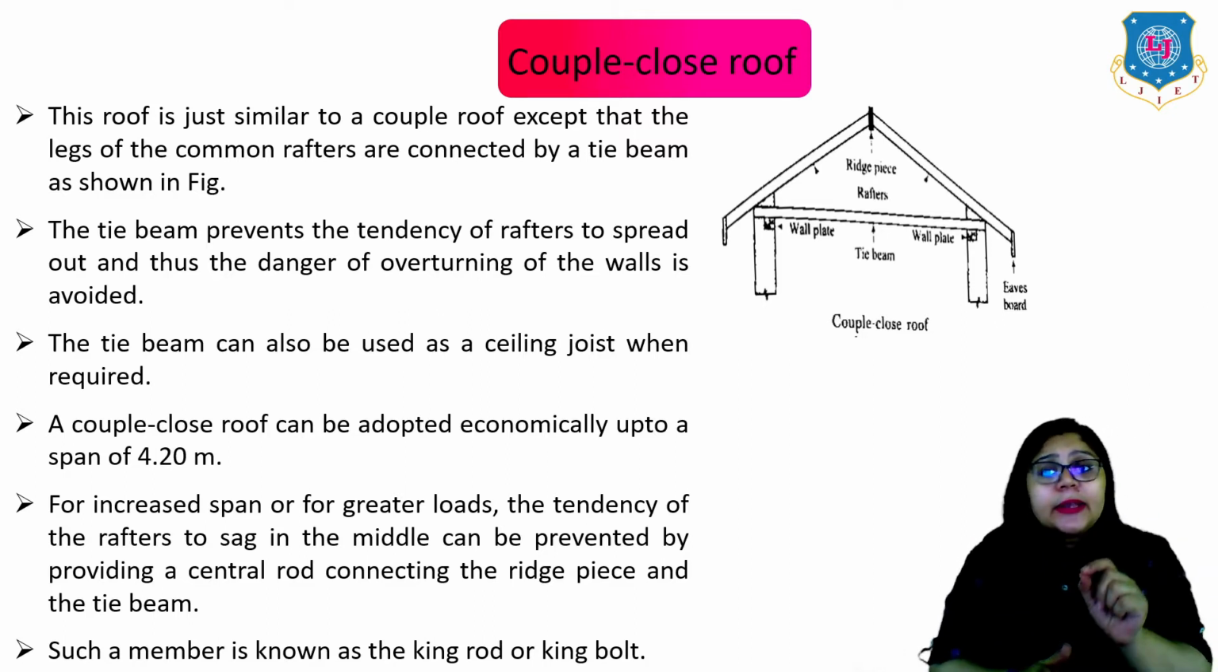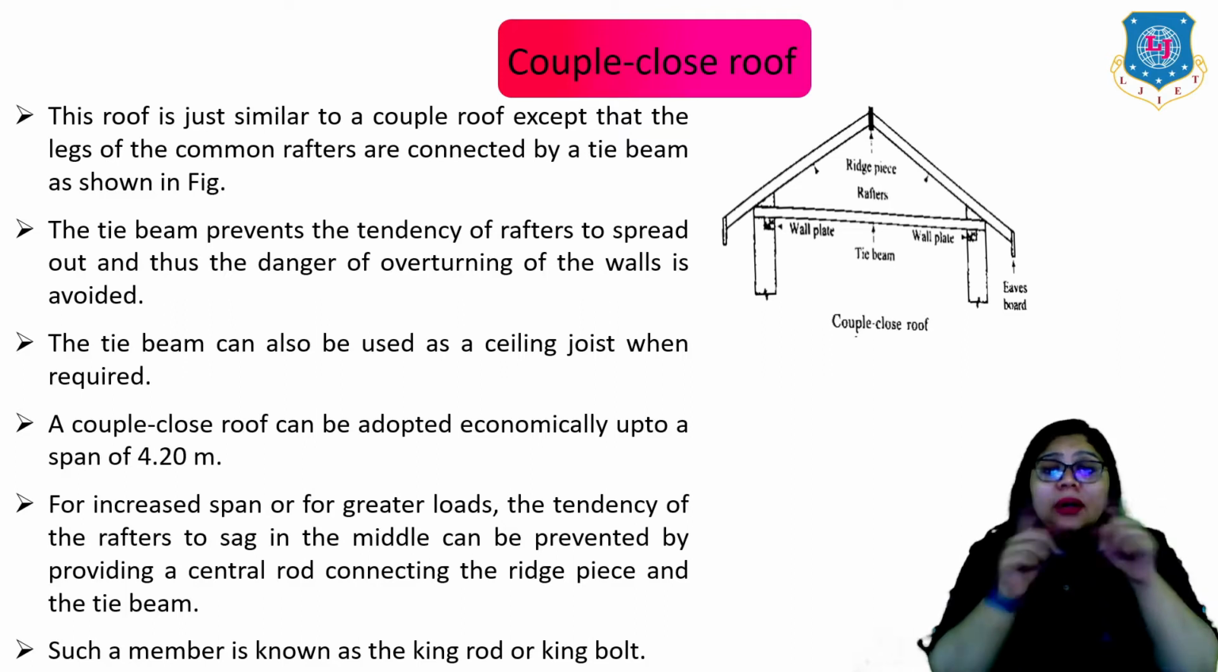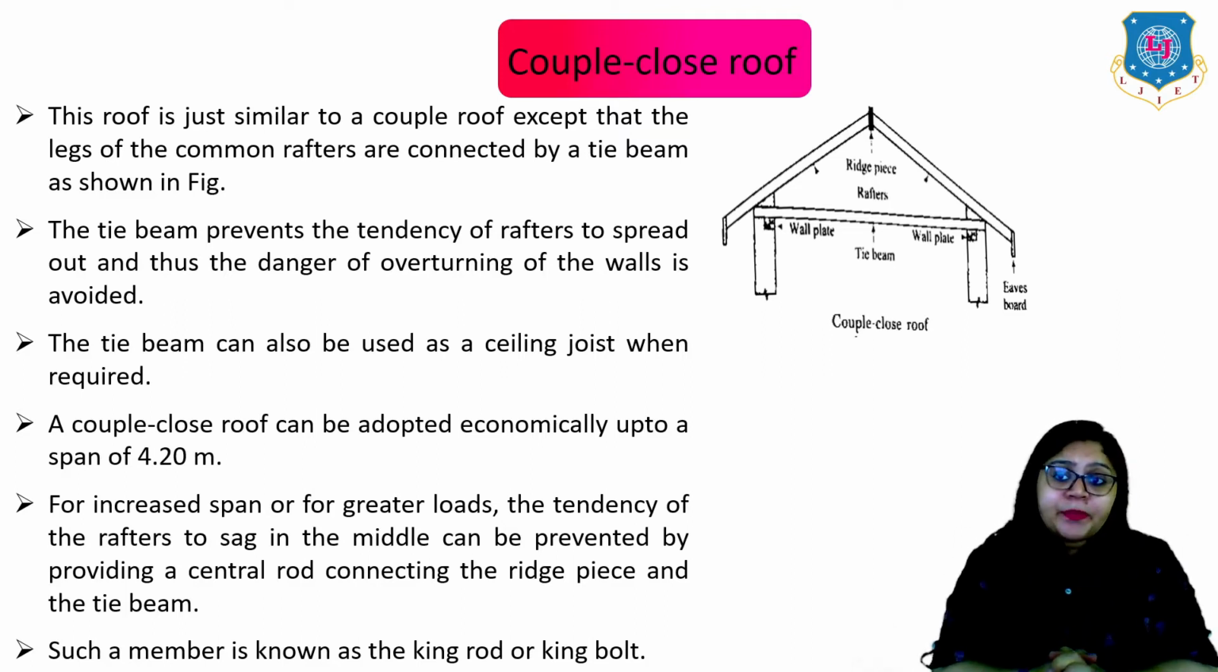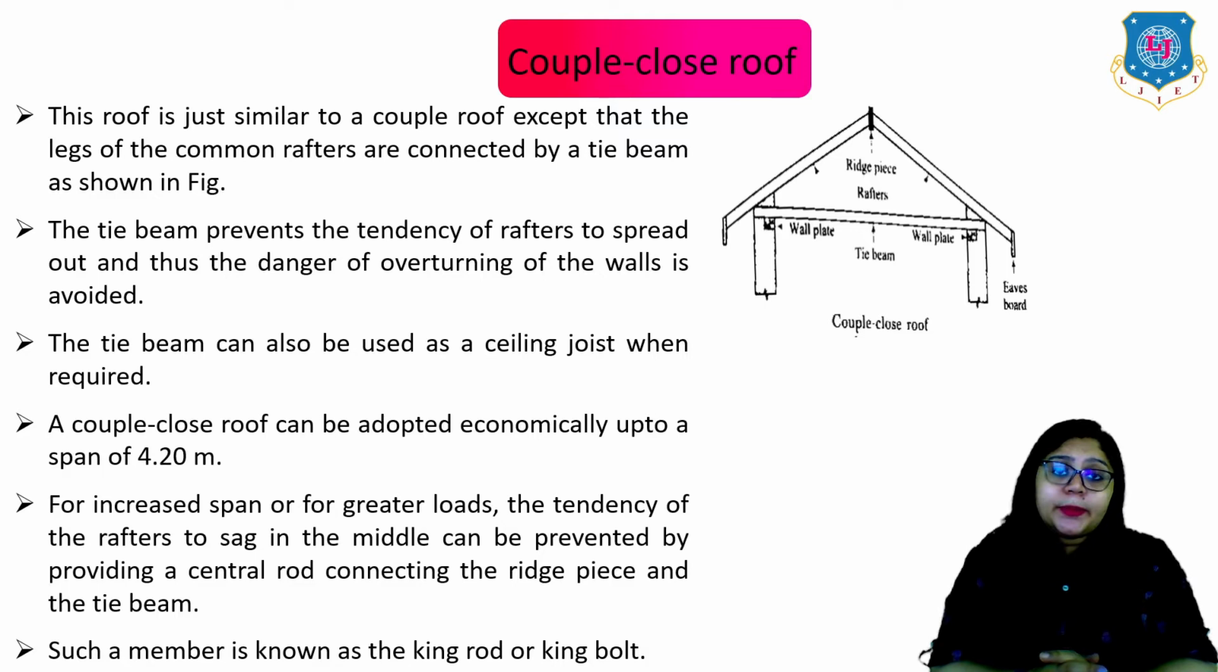So the tie beam prevents the tendency of rafters to spread out and thus the danger of overturning of the walls is avoided. The tie beam can also be used as a ceiling joist when required. Generally we can adopt it economically up to a span of 4.20 meter.